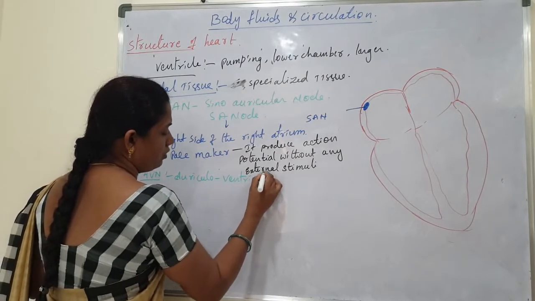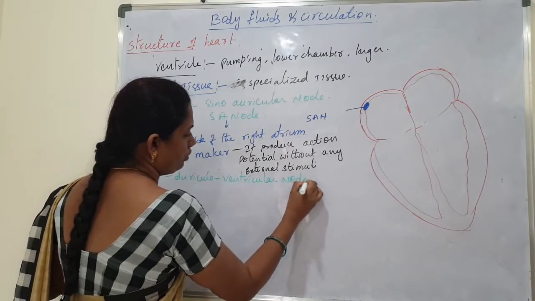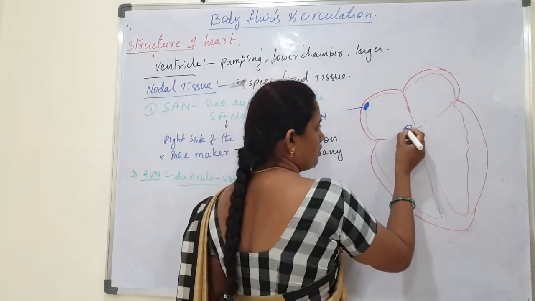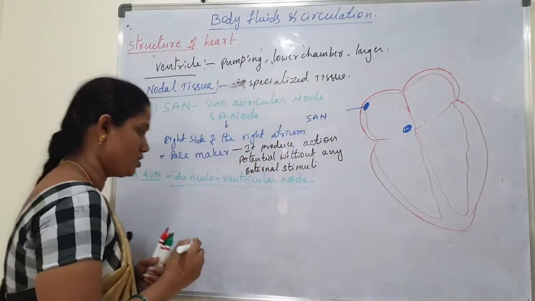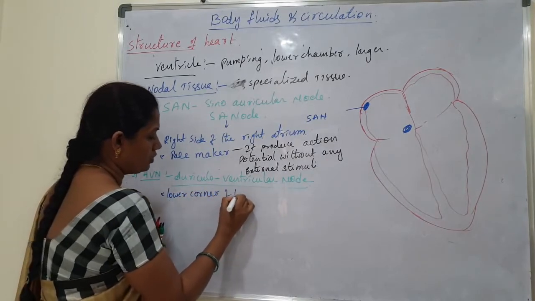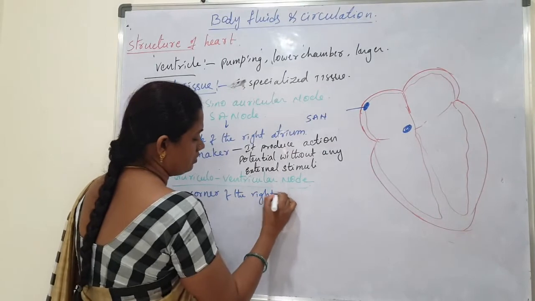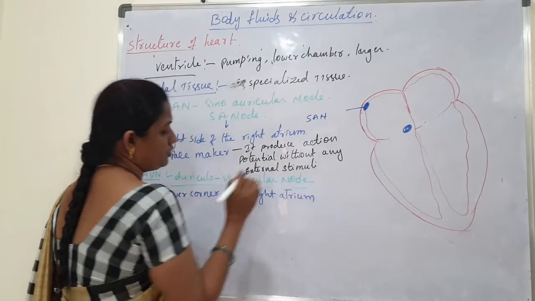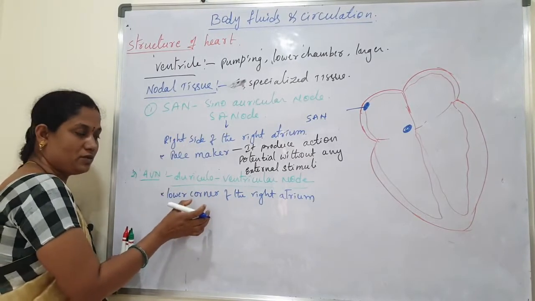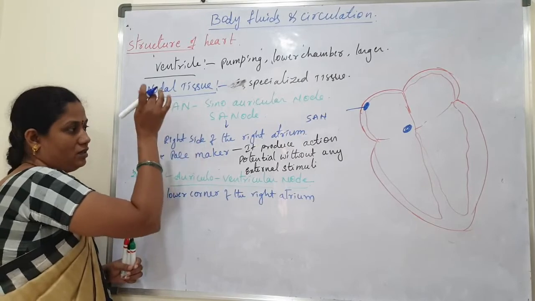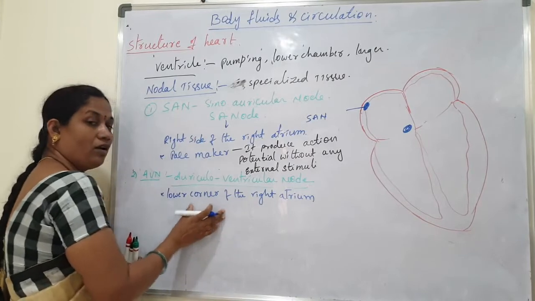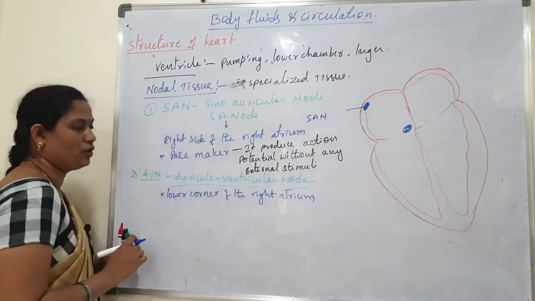Auriculoventricular node. This auriculoventricular node is present in the lower corner of the right atrium, in the wall of the right atrium. The SA node is also present in the wall of the right atrium, but in the upper part, the upper corner, while this one is present in the lower corner. That is called the auriculoventricular node.